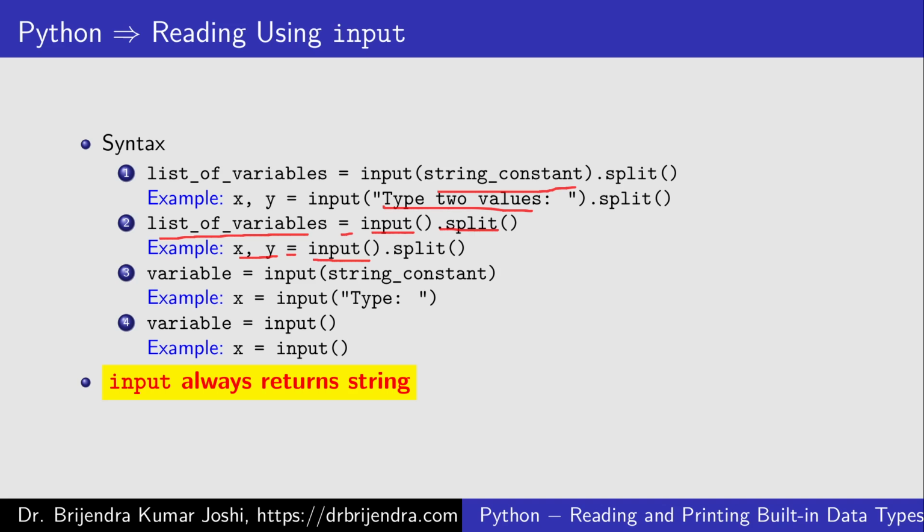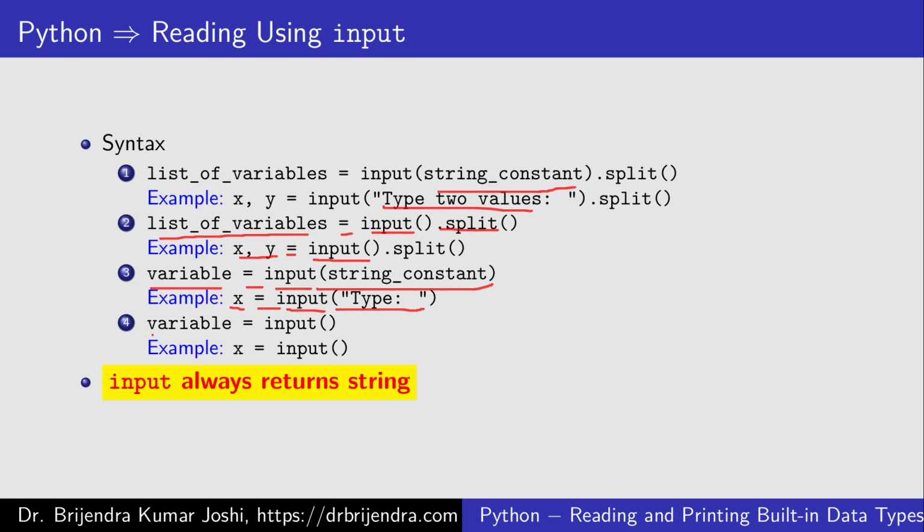The third variation is a single variable, assignment operator, input, and within the parenthesis a string constant. It means that it is the prompt. Example is x, assignment operator, input, and within the parenthesis, within the double quotes, some string constant. So it is a prompt. It will print this, and then it will wait for you to type in a single value.